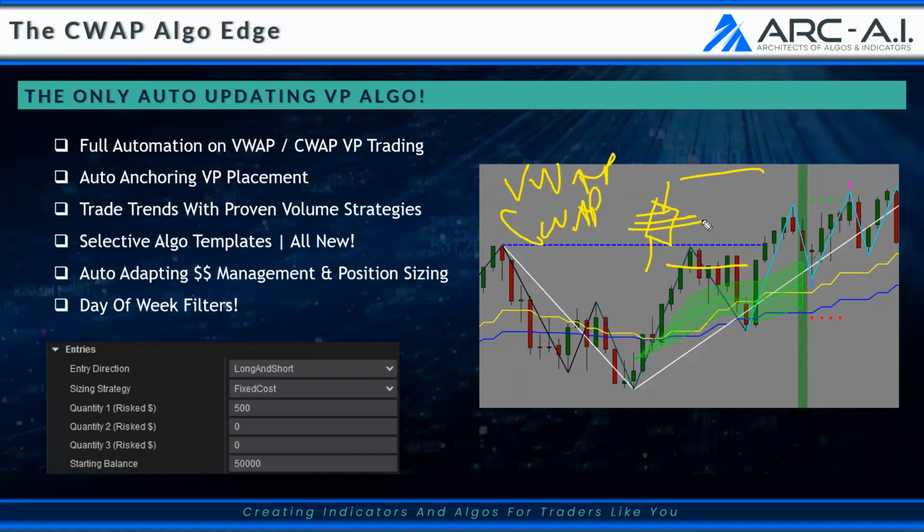So it's looking at the highest volume. Think of it like the point of control, highest volume for each bar. And it's calculating the VWAP based on that. So it's more responsive, more reliable. It's really great. The best part is, though, it's auto anchoring.